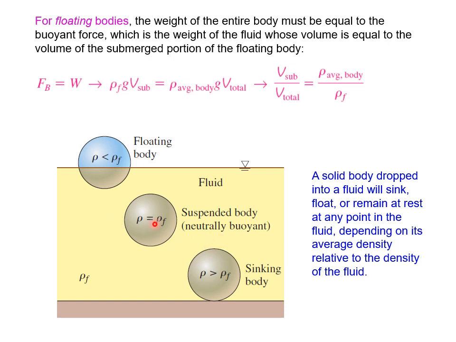Now there's another case where you have an object that doesn't sink to the bottom. If its density is equal to the density of the fluid, then you end up with what's called neutral buoyancy, where the object will remain basically where you put it under the water. It won't sink or rise. Then, of course, if the density is greater than the density of fluid, then the object will sink all the way to the bottom.